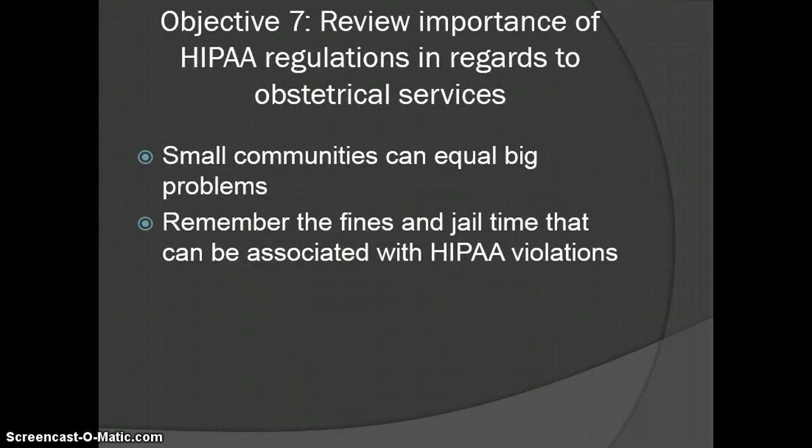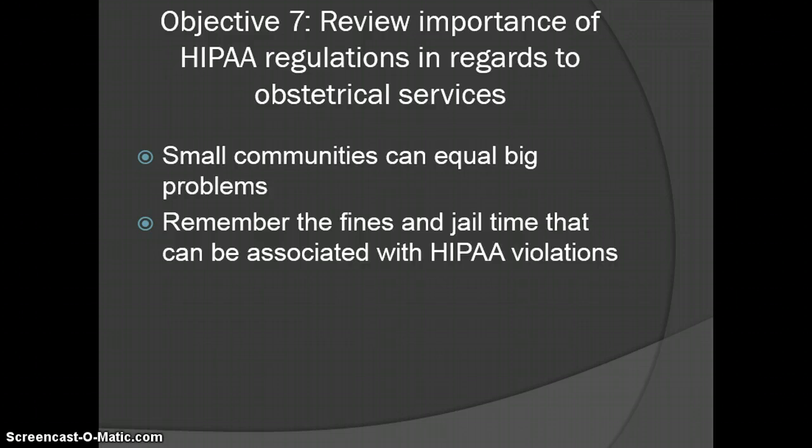It's really important, again, I can't stress enough, about HIPAA and the regulations in regards to obstetrical services. In small communities, you might be working in, let's say, Spirit Lake, and somebody in Spirit Lake has a baby and they know that you work there. They come up to you and say, "Oh, I heard that Casey had a baby in your hospital." And you say, "Oh yeah, she did really great."